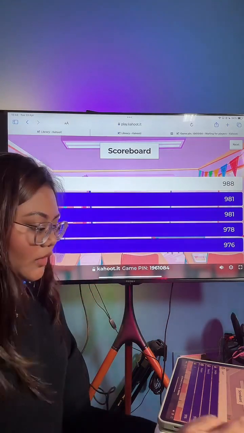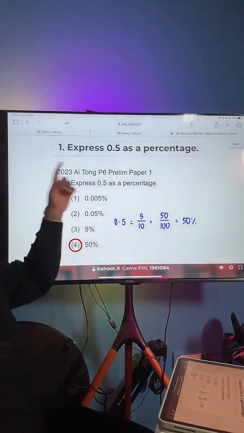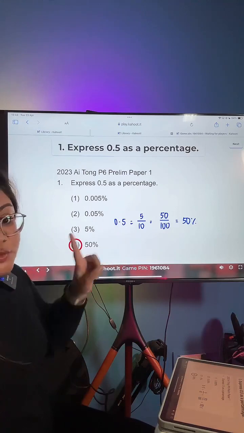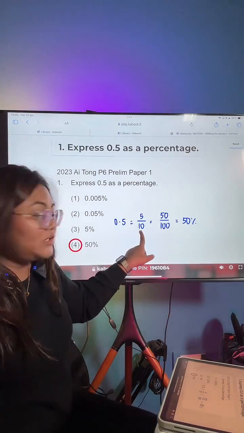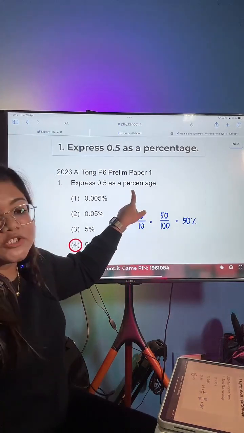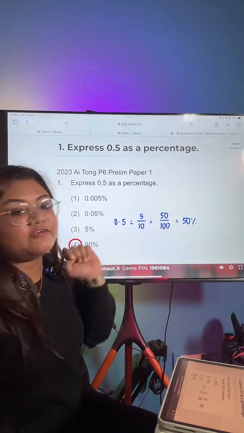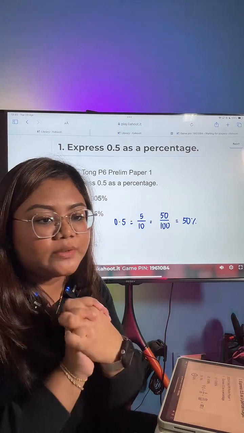Let me explain to you how we got 50%. From 0.5, we see a decimal place, just one decimal place. Hence, it will be 5 out of 10. Since we want it to be in a percentage form, just change it into out of 100. That's how we get 50%. Everybody good? Shall we move on?